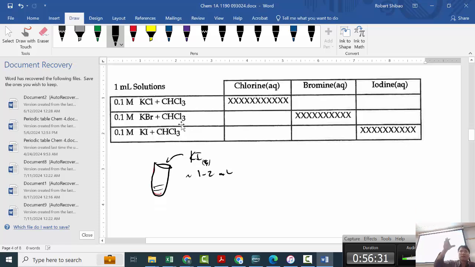Other people have other ways of measuring a milliliter. Some people say a thumbnail's height in a test tube is a milliliter. Other people do 20 drops; 20 drops is a milliliter. I just do a squirt or 2.